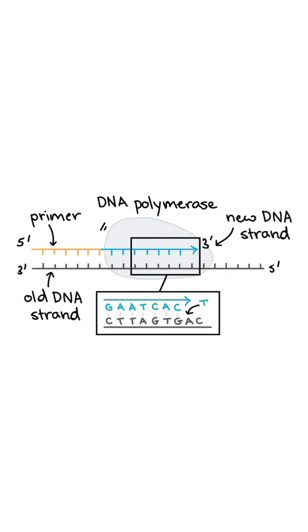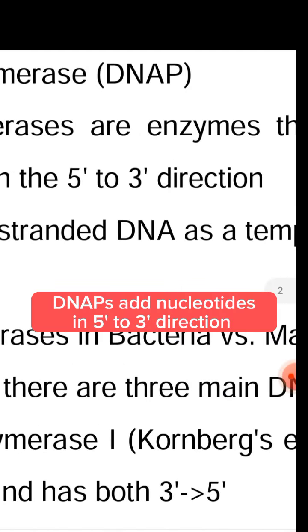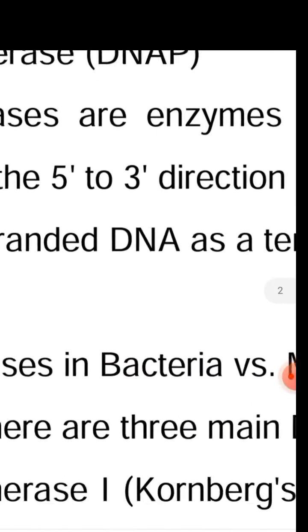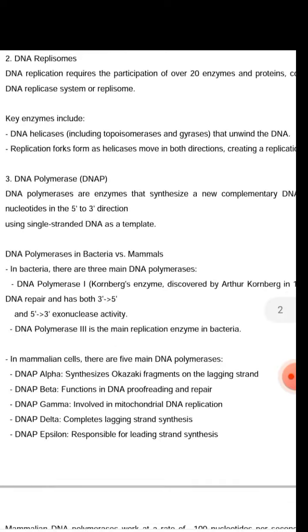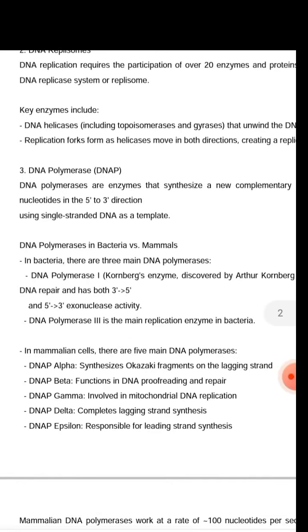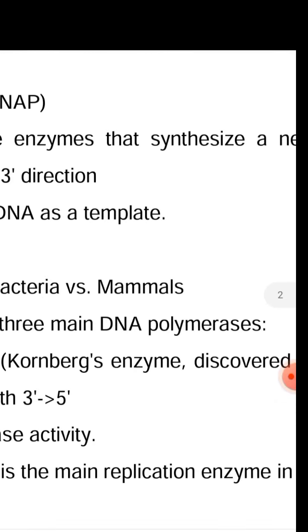You have to take note of the direction. It's not 3 to 5. It's not 1 to 2. It's not 1 to 1 million. It is 5 to 3 direction. This is the direction that the DNA polymerase will always synthesize a new complementary strand. And like I said before, it must use a DNA as a template, or you can call it a mold, or a guiding pattern.